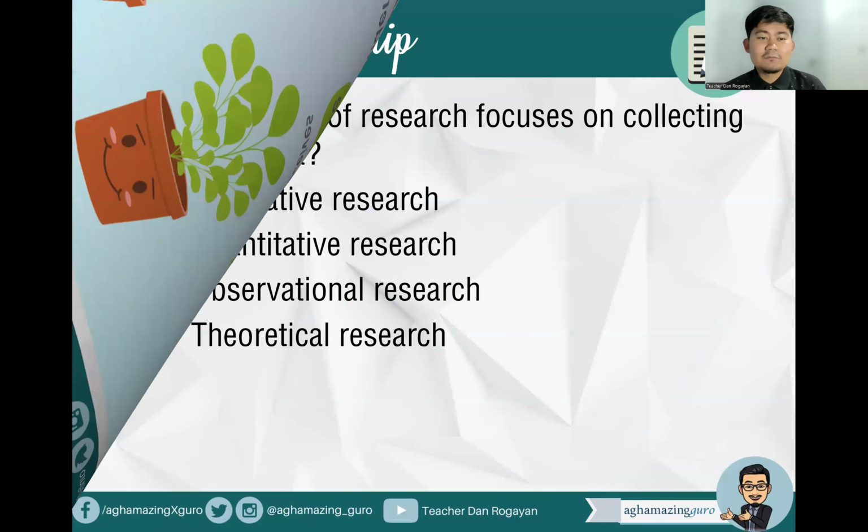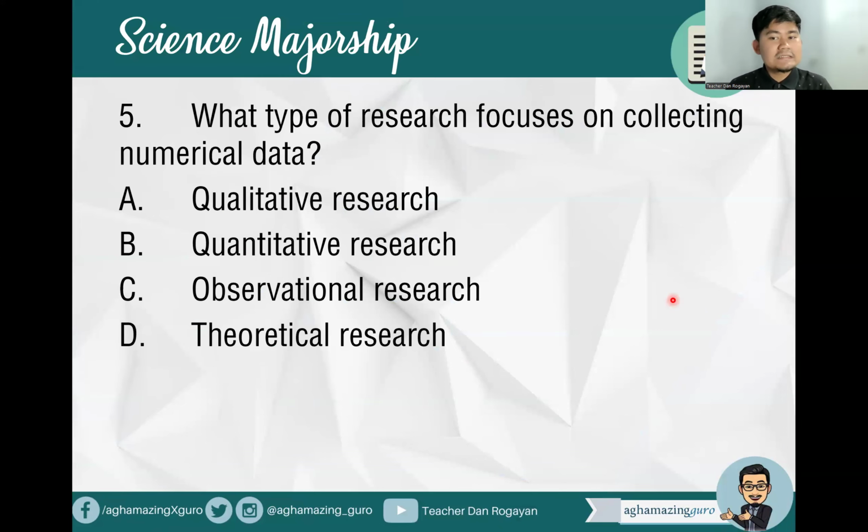Okay? So next, number 5, what type of research focuses on collecting numerical data? A, qualitative research, B, quantitative research, C, observational research, D, theoretical research. Okay, so our keyword here is collecting numerical data. And when we talk about numerical data, what type of research are we referring to? What type of research is being illustrated here? That's correct. Of course, quantitative research. Numbers, numerical, quantitative research. Okay.